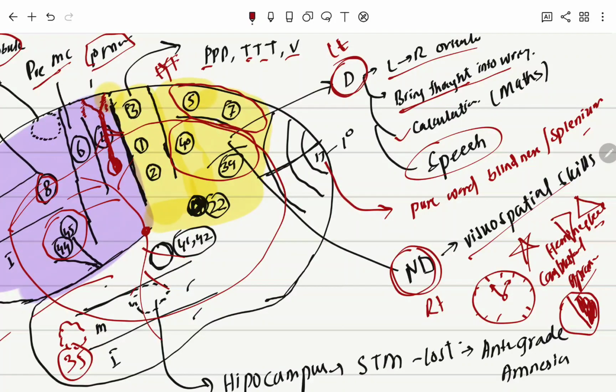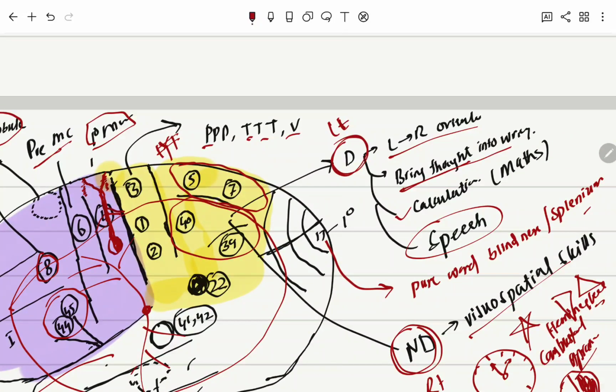Okay, so what's going to happen when there's damage to the dominant parietal lobe? There will be loss of left to right orientation, left to right disorientation. The patient won't be able to bring thoughts into writing, and that is called agraphia. And he won't be able to calculate, he won't be able to do the math. This is called acalculia.